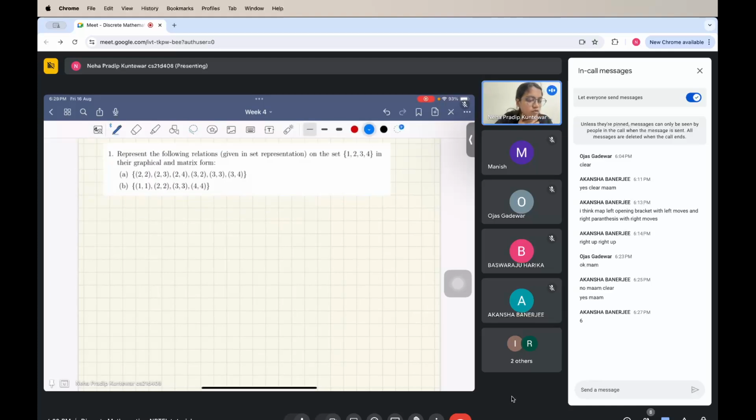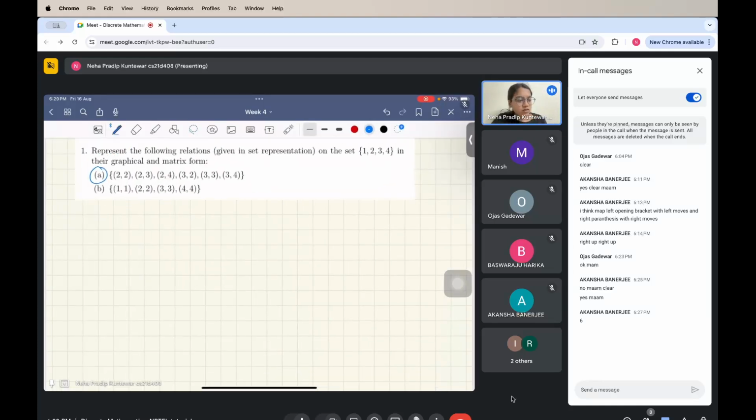Okay, so let's look at this example A. I have this set {1, 2, 3, 4}, so I'll draw it this way. The elements are the nodes for me. Whenever I see a graph, I have vertices and edges associated with them.